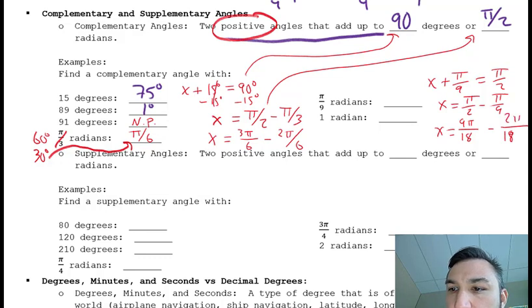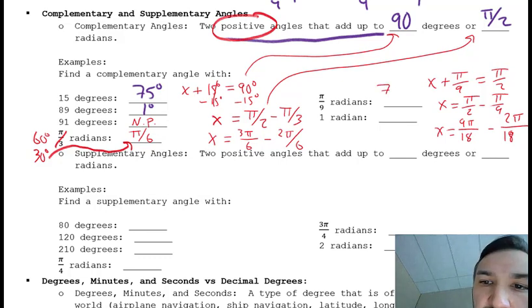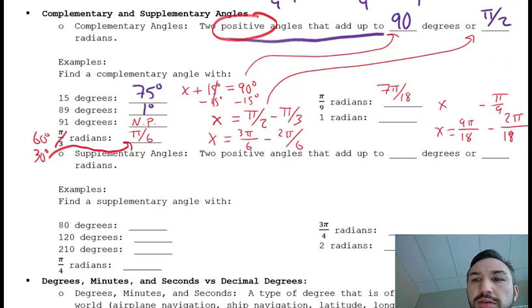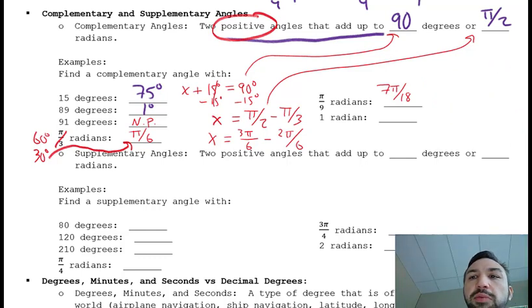So that would be 18. Okay, and 9 pi 18ths minus 2 pi 18ths would be 7 pi 18ths. Okay, so as long as you understand why I'm setting it up the way I'm setting it up, it just gives you an equation to solve, and you've got to add or subtract fractions, but not too big a deal.